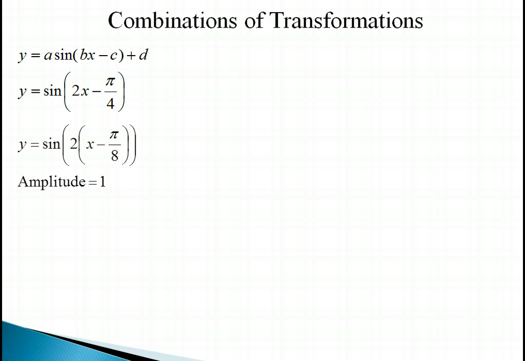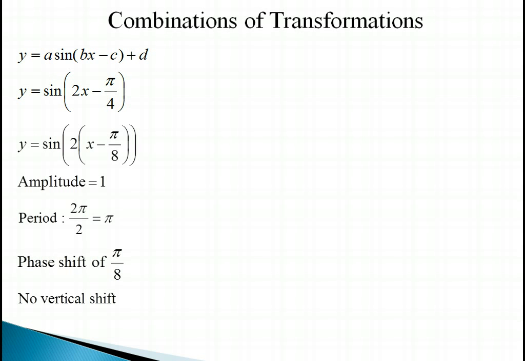The amplitude is 1. The sine is not multiplied by anything, so it's just going to be a 1. The period is 2 pi divided by the coefficient of x, so we end up with a period of pi. Our phase shift, since we factored out the 2, we can easily see that our phase shift is pi over 8. Since it's subtracted, we're going to go in the opposite direction, so we're shifting pi over 8 in the positive direction. And there is no vertical shift on this graph.